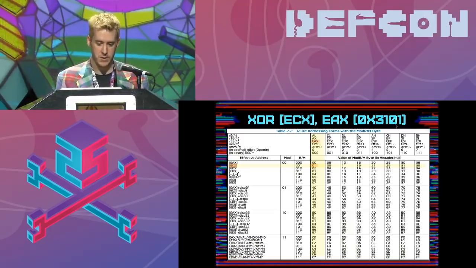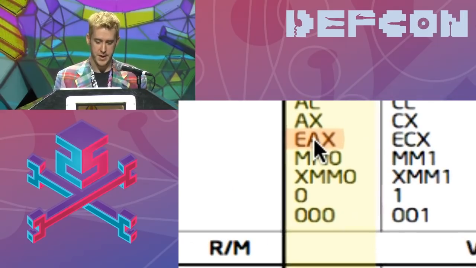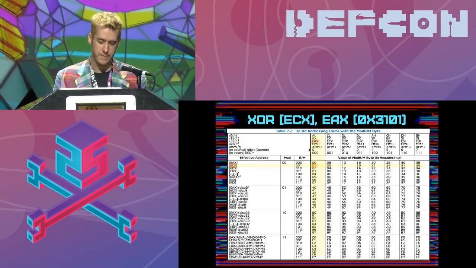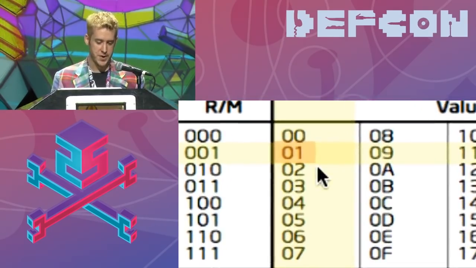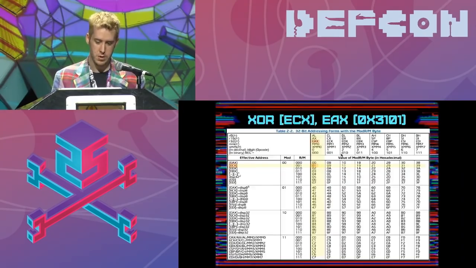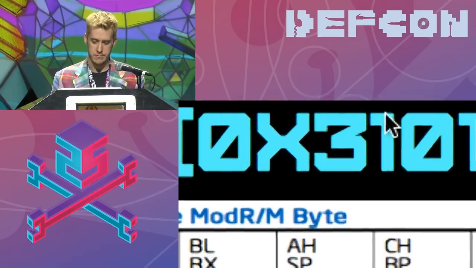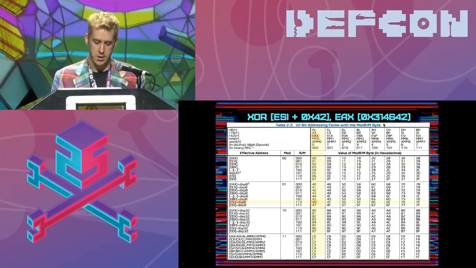If we do XOR ECX as a pointer, and EAX, then first of all, we have this EAX up here for the second operand. And we have to locate ECX as a pointer, and we find it here. And that would give us the machine code of 01 after our 31 XOR. And that's our machine code up here. So we're just kind of ramping it up, getting more complicated as we go.